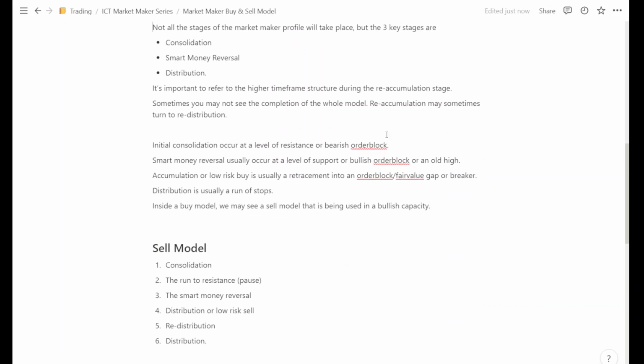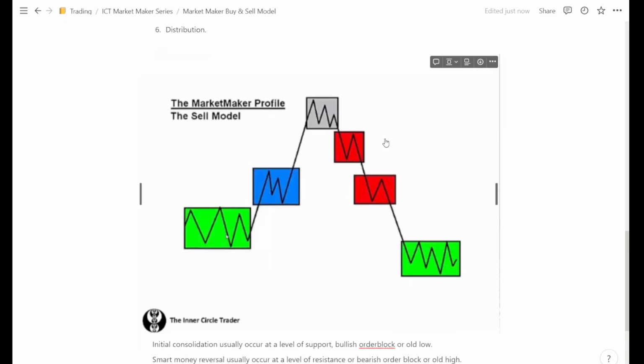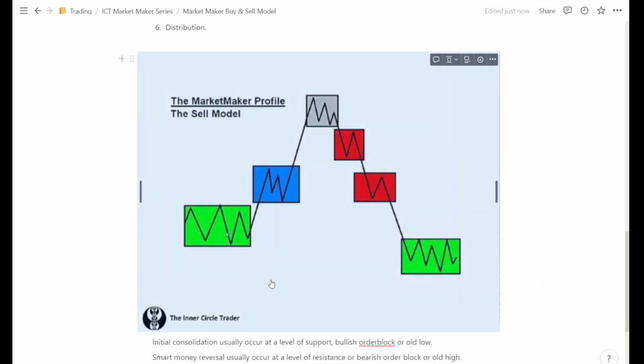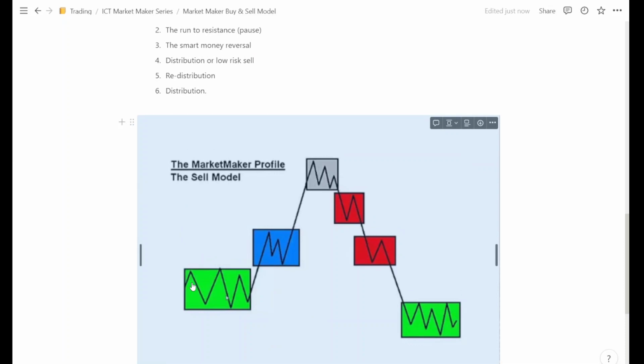So let's go to the market maker sell model. Price would generally begin with a consolidation. Remember, that consolidation will happen at a level just before a key price level is traded to. So if there is a fair value gap at this level, be it a daily, a weekly, or a 4-hour fair value gap, price is fractal, it doesn't matter the time frame, you are waiting that when price fills that fair value gap, you want to go long.